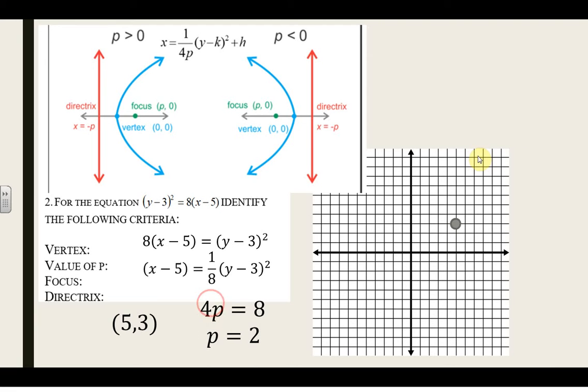So we put our vertex down. Because it's a positive value, I know it's opening to the right. So now from that p-value, I just go right 2, left 2, and establish what those points are. If that's 5, 3, that's 7, 3. And then if you go back, that's x equals 3. Perfect. So really, it's all about that p-value again.